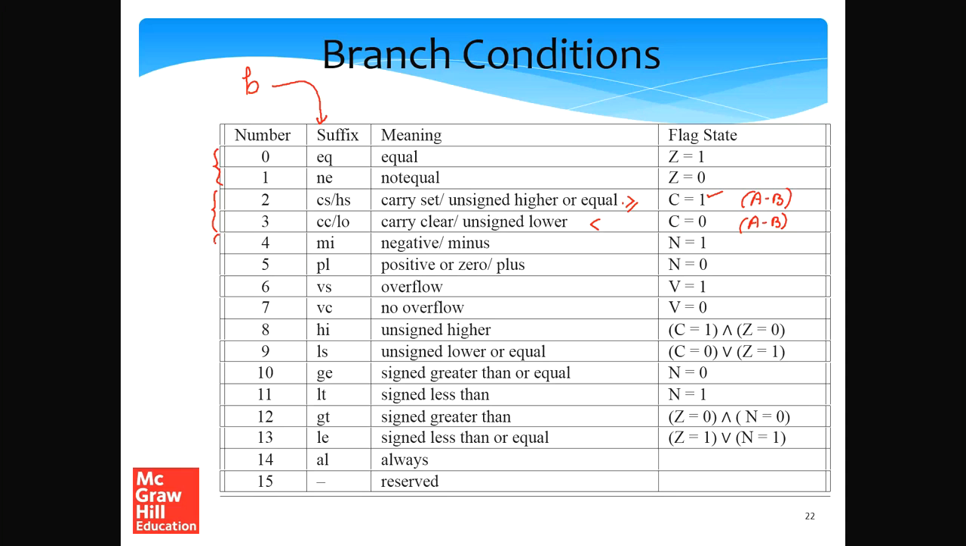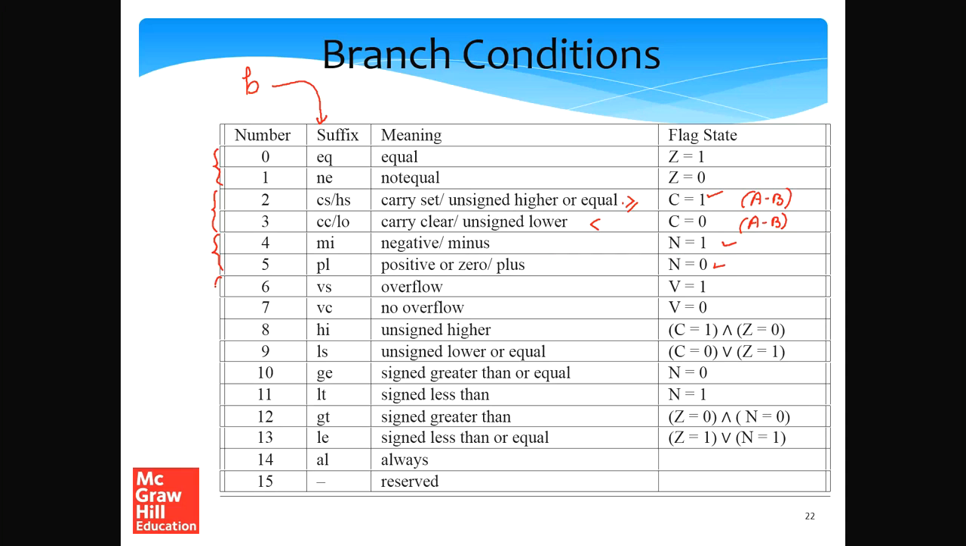There is another pair of conditions, MI and PL. MI means that when we subtracted, the last result had a minus sign, so the negative bit would be set to 1. This says that the last result the flag setting instruction considered had a minus sign, so the MI suffix condition would be true. The opposite of MI is PL, which is positive or 0. The condition is also exactly opposite.